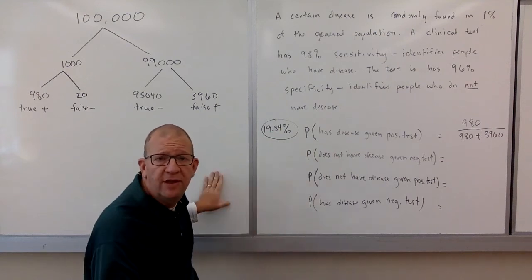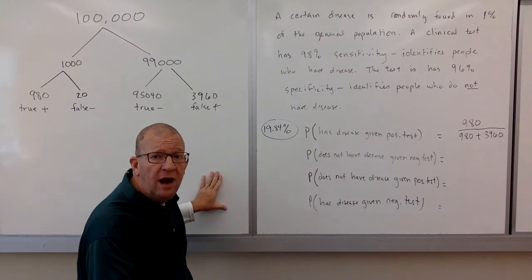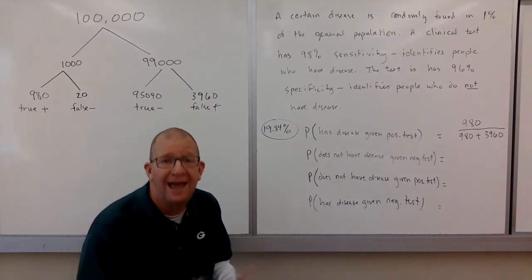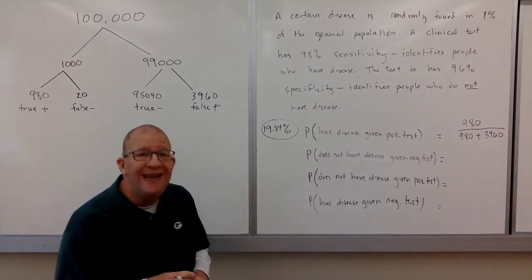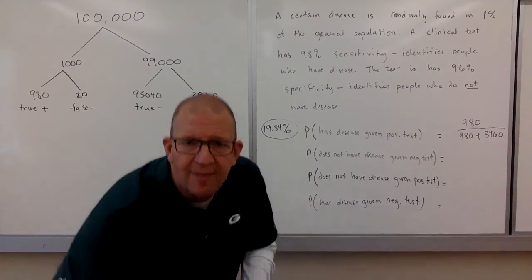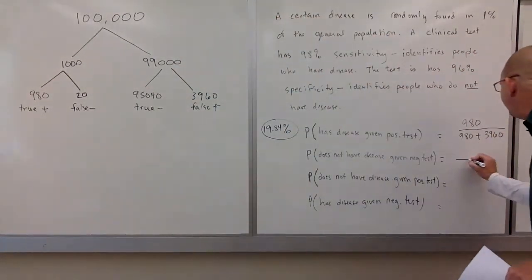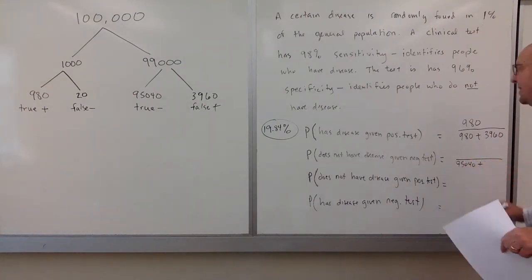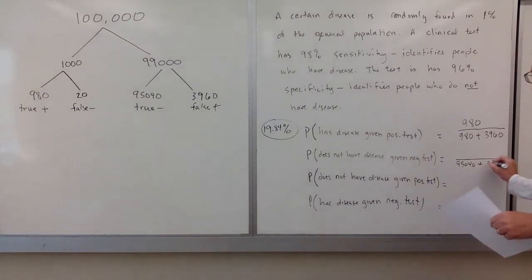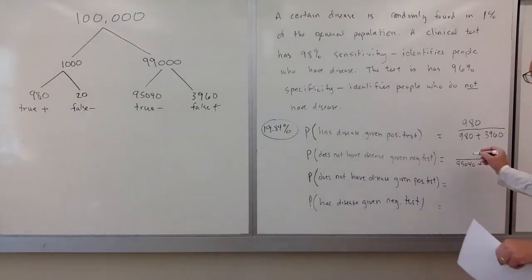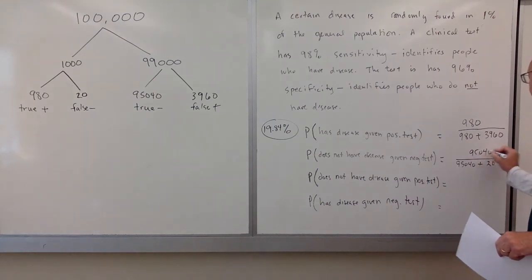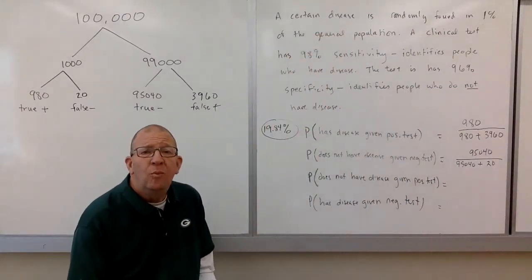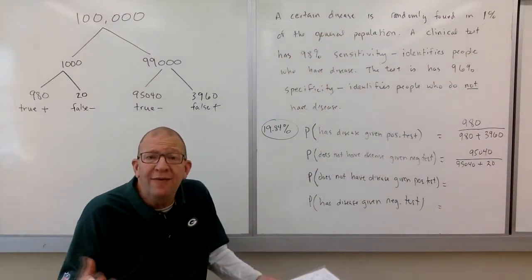All right, let's go the other way, the negatives now. Well, the negatives are going to be intuitive because most of the people don't have the disease. So given a negative test, let's think about the denominator first. The negative test denominator is 95040 plus another 20. And the numerator is 95040. So again, the false negatives are so low. Why? Because most of the people don't have the disease to start with.